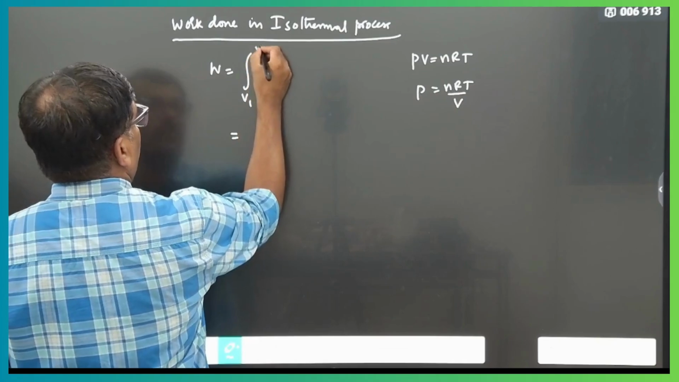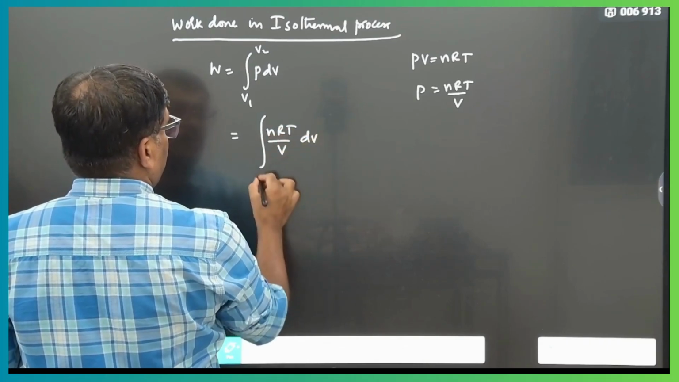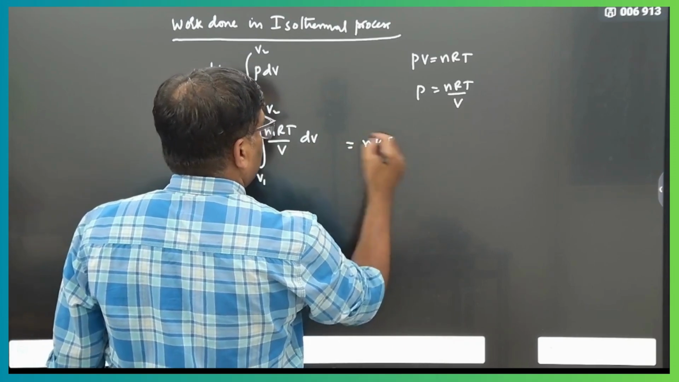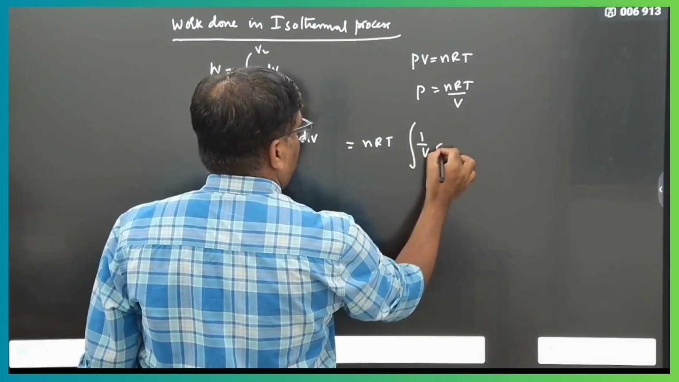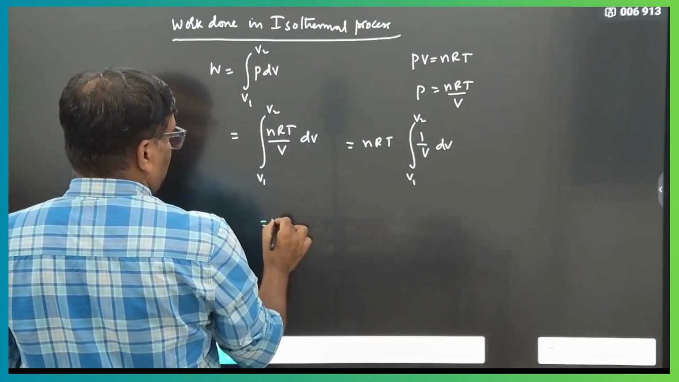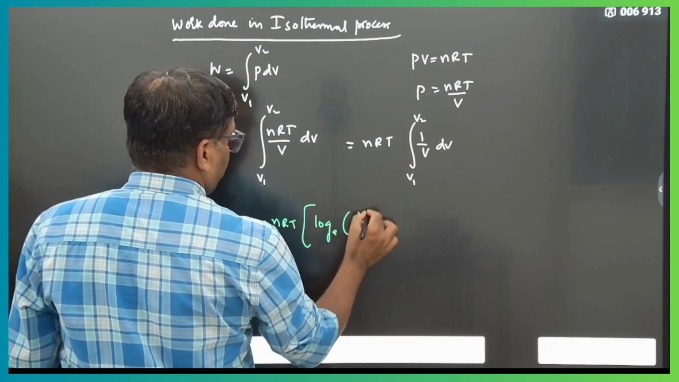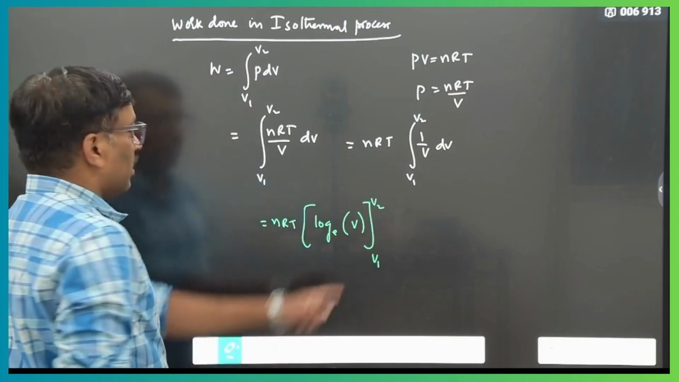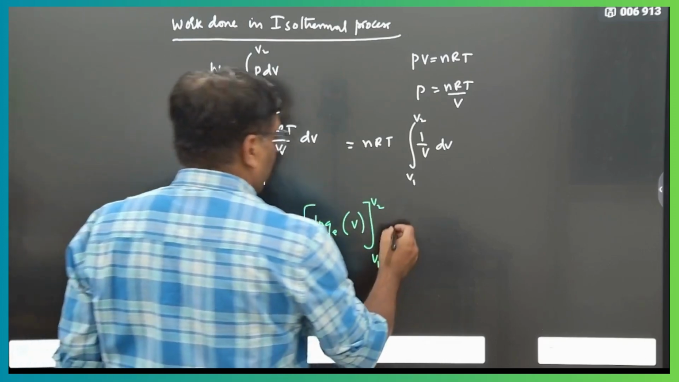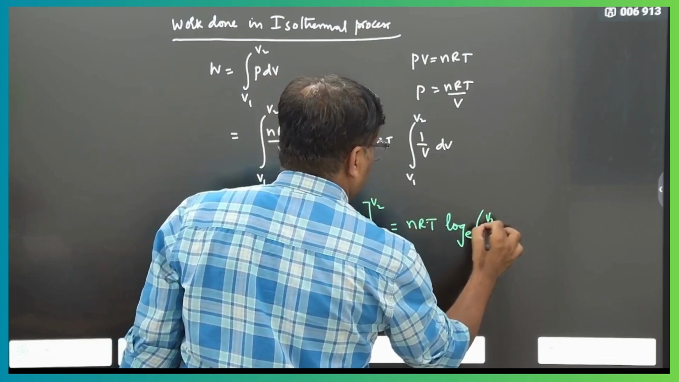So it is integral from V1 to V2. Substituting the P value, that is nRT by V into dV, from V1 to V2. Temperature is also constant here, so nRT comes out. So integral of 1 by V into dV, from V1 to V2. Clear? So here you will get nRT times the integral of 1 by V, which is nothing but log base e, from V1 to V2. You substitute the upper limit minus the lower limit. Log A minus log B is log A by B. So you can rewrite it as nRT into log base e of V2 by V1.